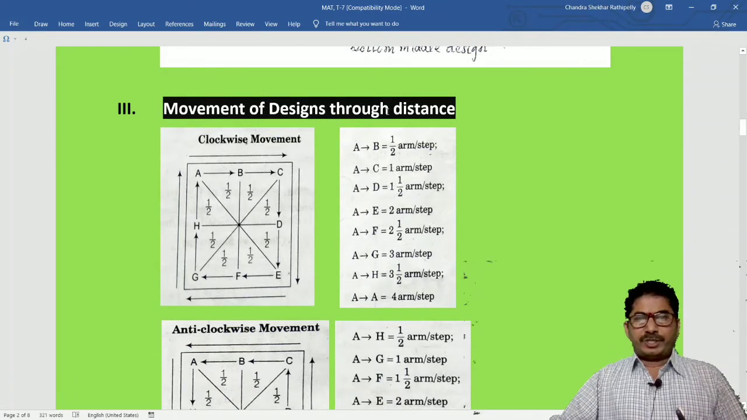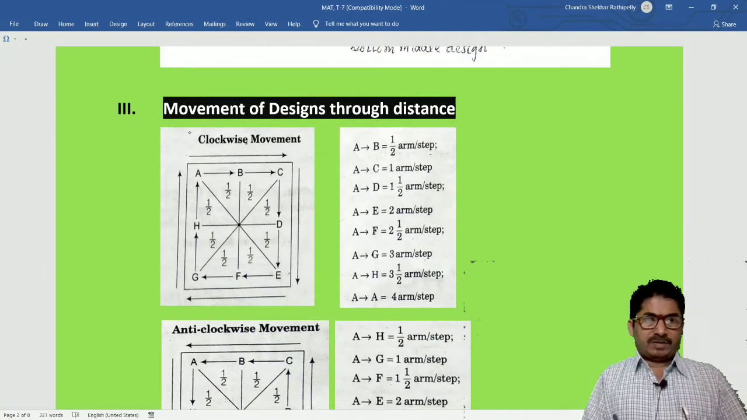Next, movement of designs through distance. First, clockwise. This is a diagram. In this diagram, ear to ear, A to C. This is A to C. This is A to B. This is total arm or step. Ear to ear is called one arm or one step.